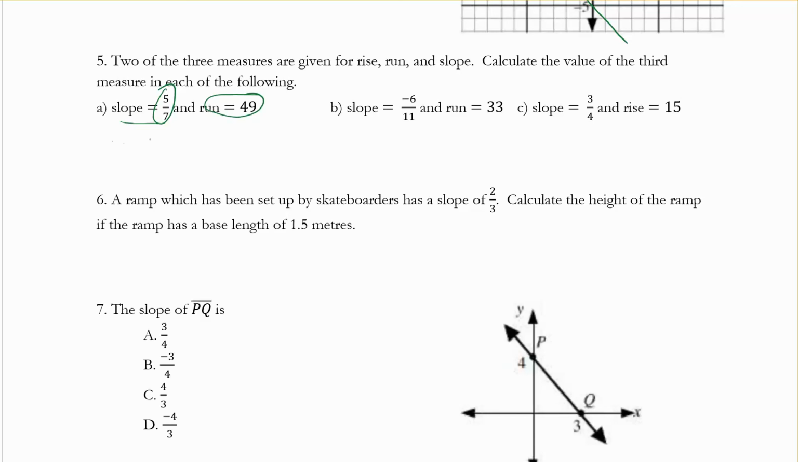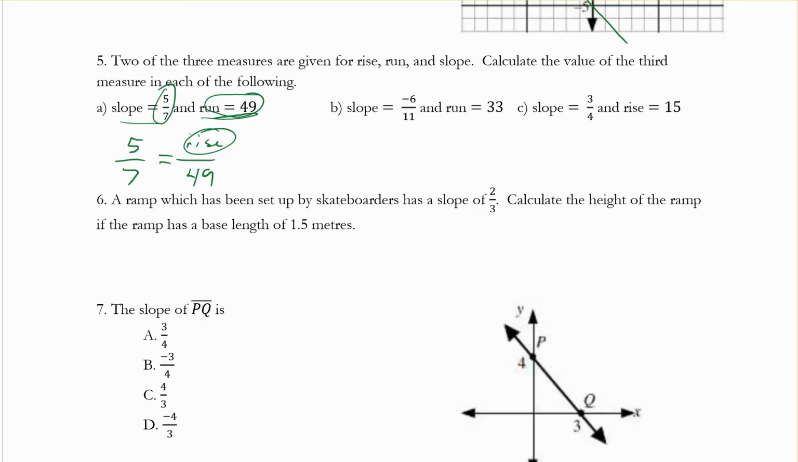So what I'm going to do is say 5 over 7, because that's my slope, is equal to rise over run. But now I know what my run is. It's 49, so I'm just going to erase run and replace that with 49. And this is what it's really looking for, right? It's looking for my rise.